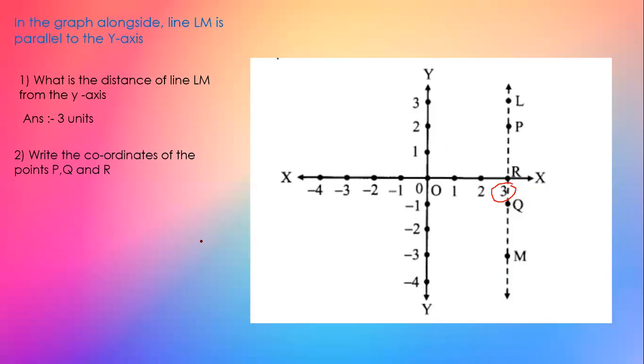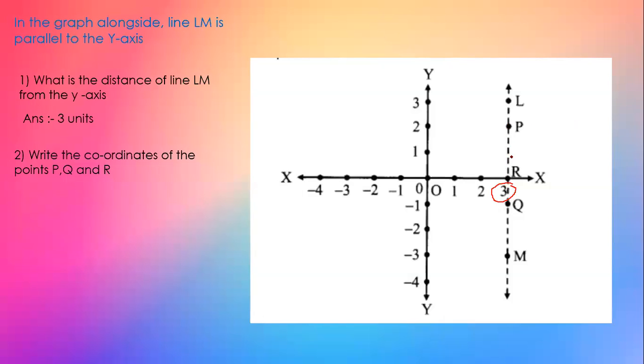Let us take the next one. Write the coordinates of the points P, Q, and R. So here they have given us 3 different points, and we have to write the coordinates of these points. Let's begin. First is point P. We can see here point P, right? So what is the x coordinate of this point? The x coordinate is 3, and you have to remember that whenever we are writing the coordinates of a given point, the x coordinate will come first, the y coordinate will come second. So first we write the x coordinate and then the y coordinate.